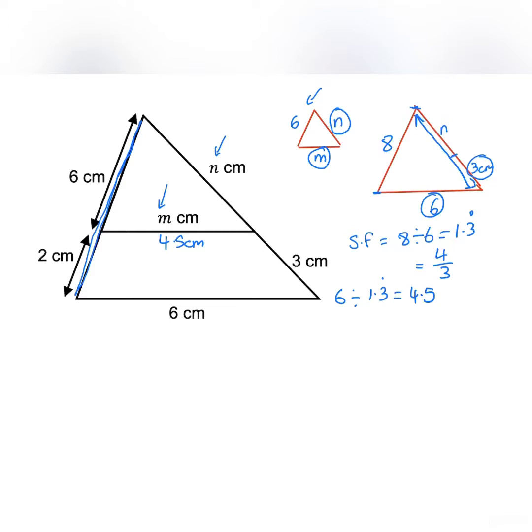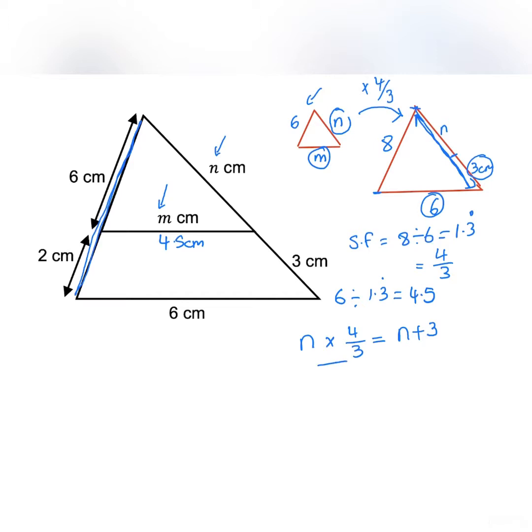So this is where you have to think about this a little bit and have a look at what is going on from going from one shape to another, and we know that it is being multiplied by 4/3 or 1.3 recurring. So we can set up our equation. We can do n times 4/3. That should equal the whole of this side here, which is n plus 3. Now we can solve this equation.